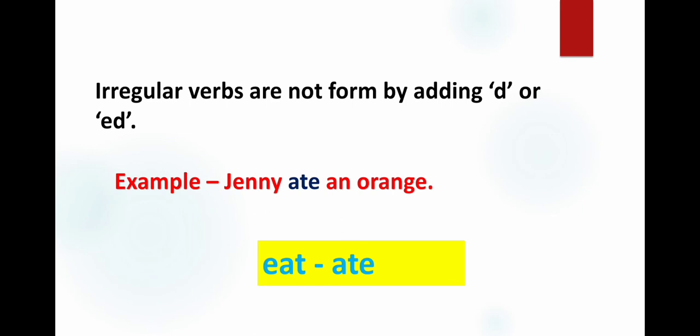There are some irregular verbs. Irregular verbs are not formed by adding d or ed. So there are some verbs which are not formed by adding d or ed. They are known as irregular verbs. For example, Jenny ate an orange. So past tense of the verb eat has been changed into ate. I hope children, the concept of present and past tense is clear to you all.